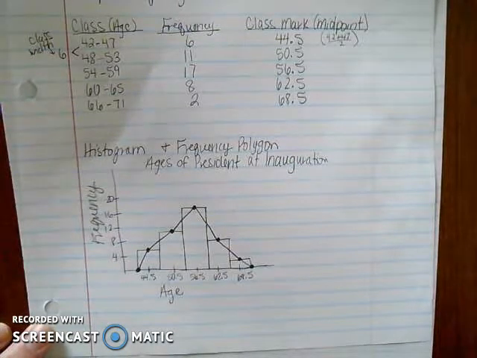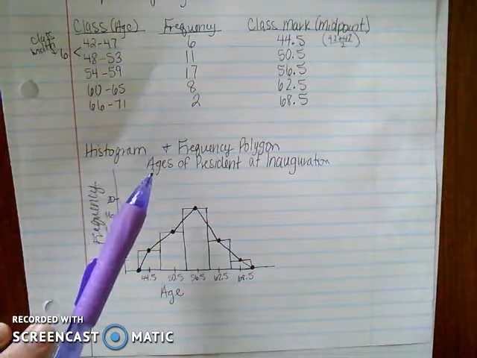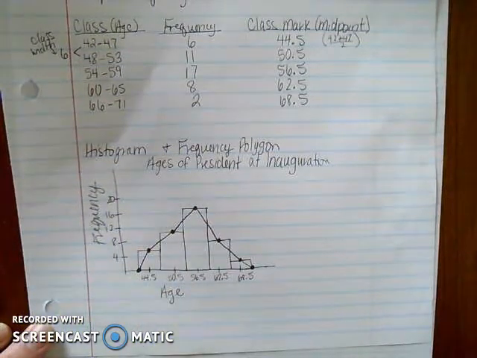I always tell people you need to pretend like you're going to publish this in a newspaper and nobody knows what you're talking about. So you need to make sure you're very clear with what you're showing. So that's why you have to have a title and labels on each axis as well as your numbers.